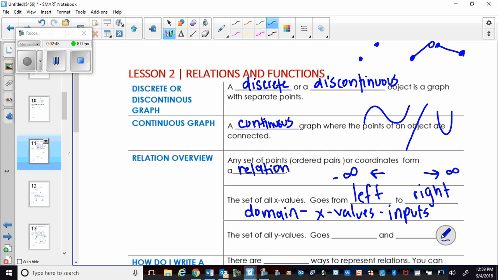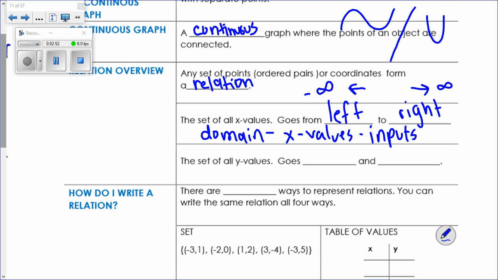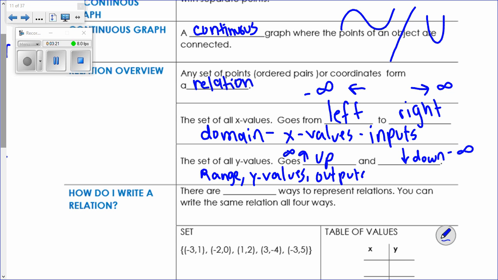Now, for your range, a little bit different. The set of all y values go up in a positive direction, and they can also go down in a negative direction. Okay? This is the range, also called y values, also referred to as outputs.